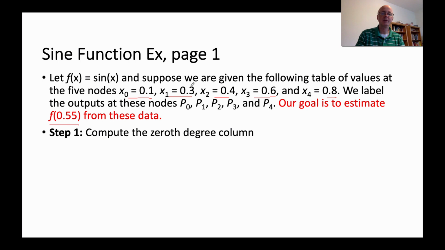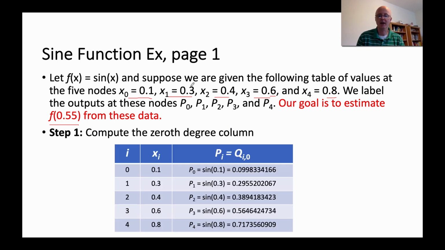Step 1, compute the 0th degree column. In other words, plug all these nodes into the sine function. And here's what you're going to get. You might want to take the time to pause the video and double check these things, making sure your calculator is in radian mode before you do.